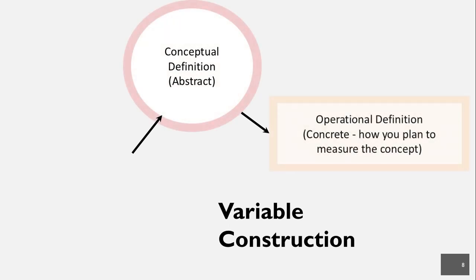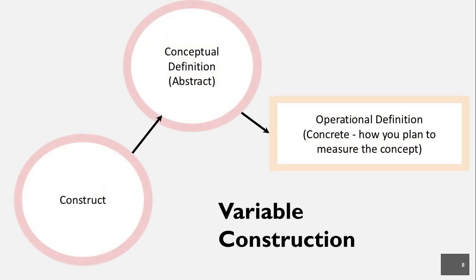So this is the process we just went through. We took the construct, turned it into a conceptual definition, which was kind of still abstract, and then we turned that into an operational definition, something more concrete that we're able to use in our study and make a variable out of. So that's how you create a variable.